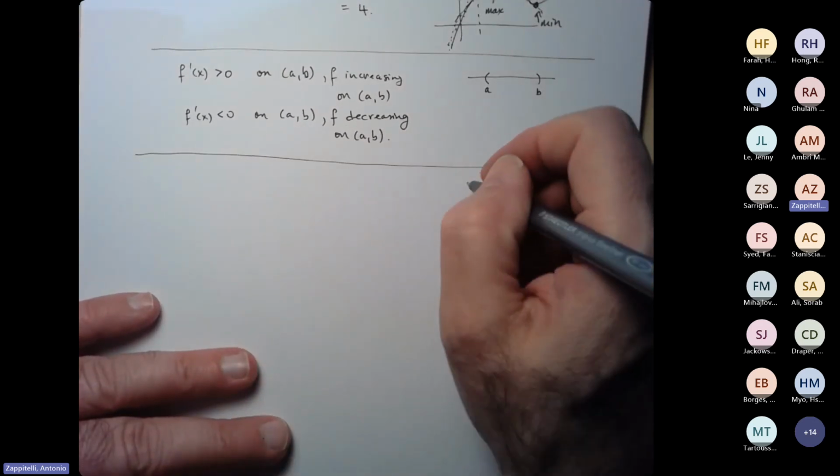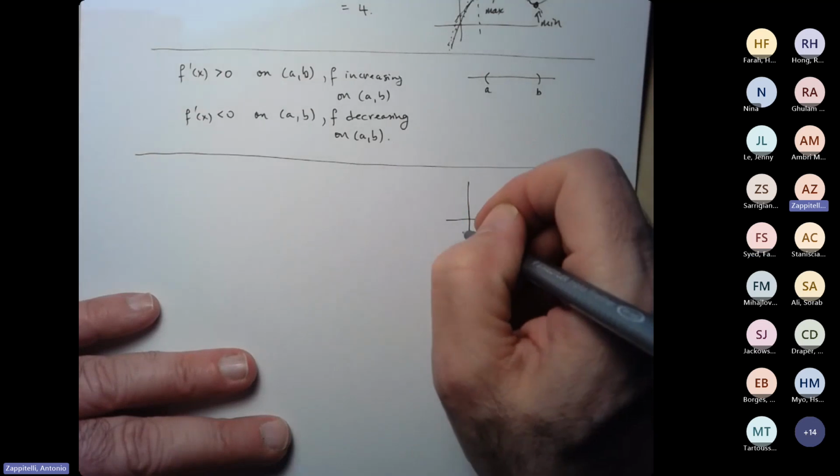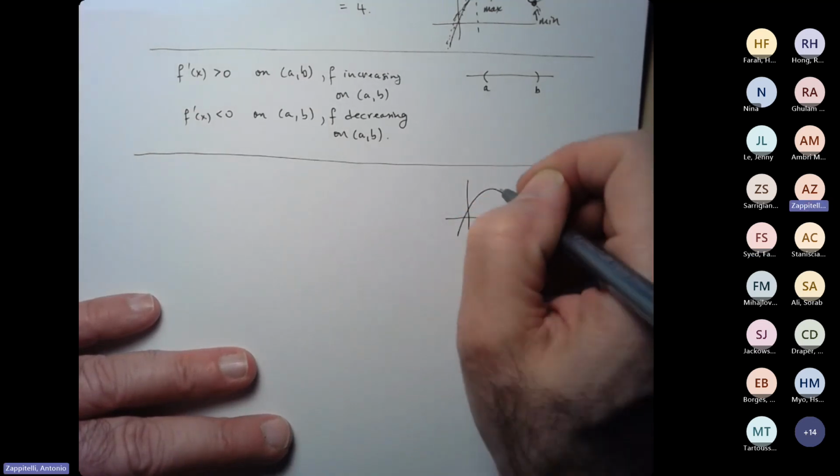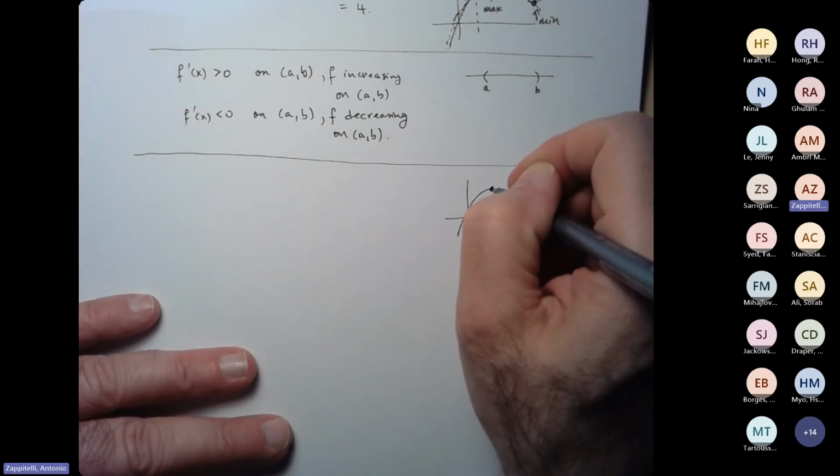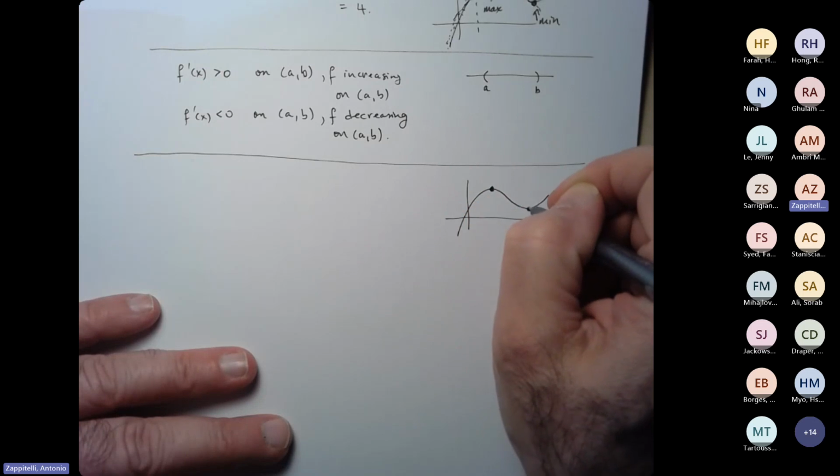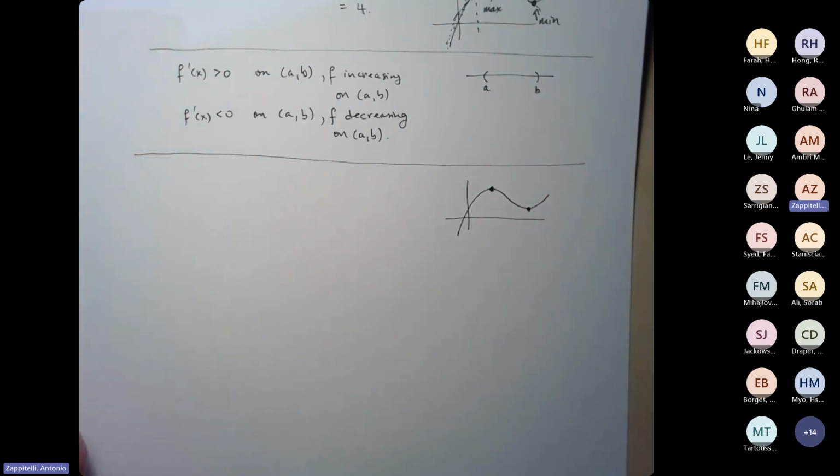Okay. So the first thing, let me redraw this graph. If I have a local maximum and a local minimum, is there something interesting you notice about the derivative at those points?